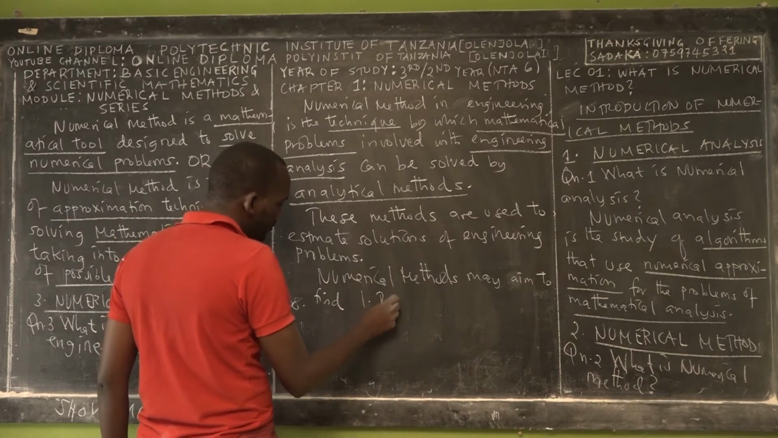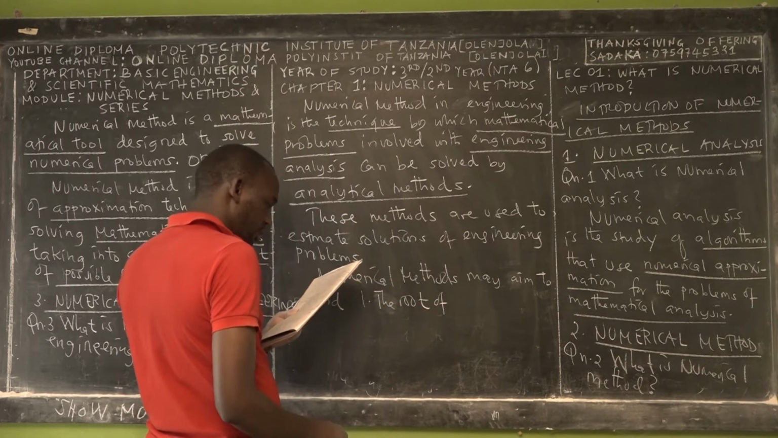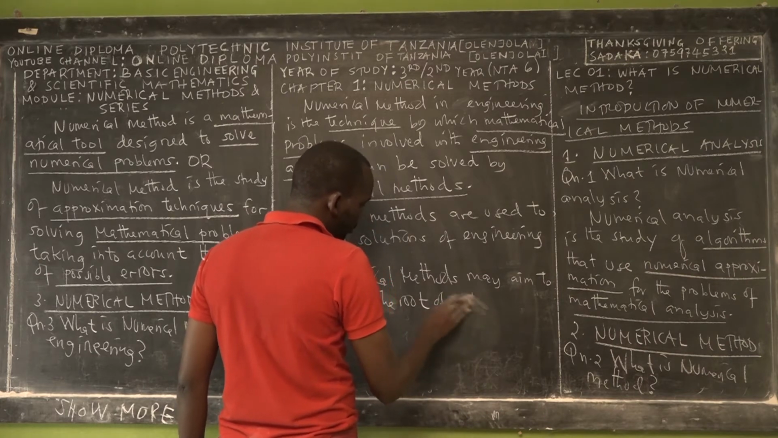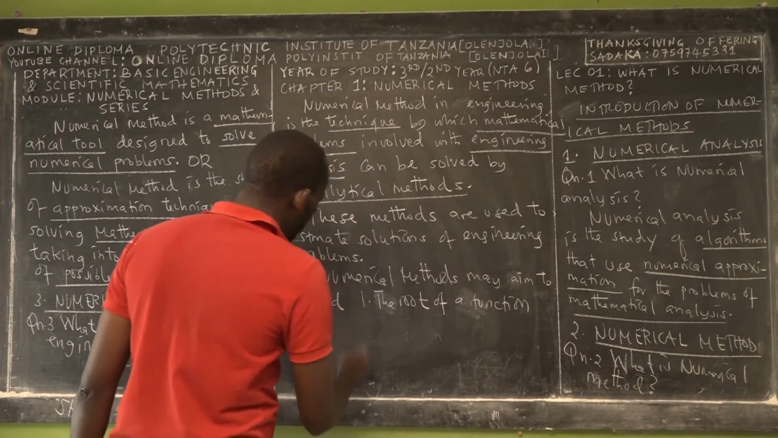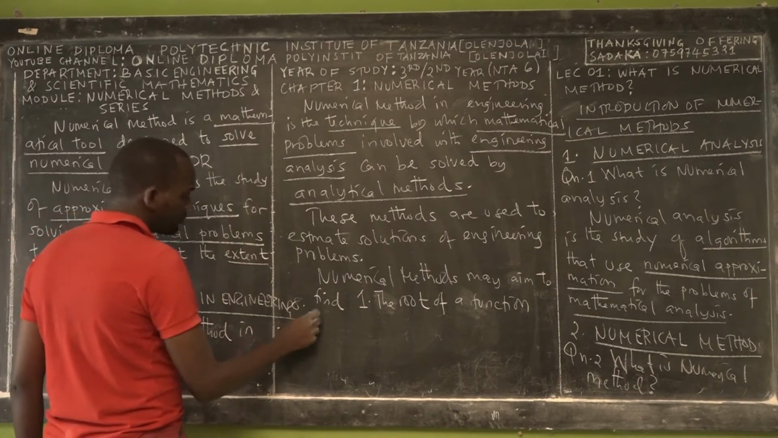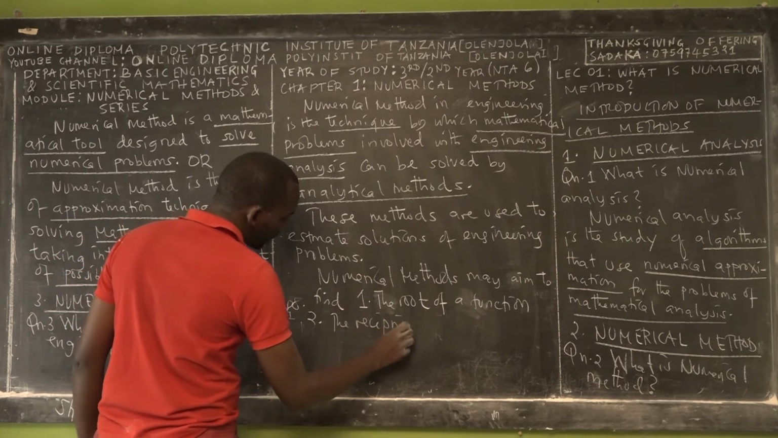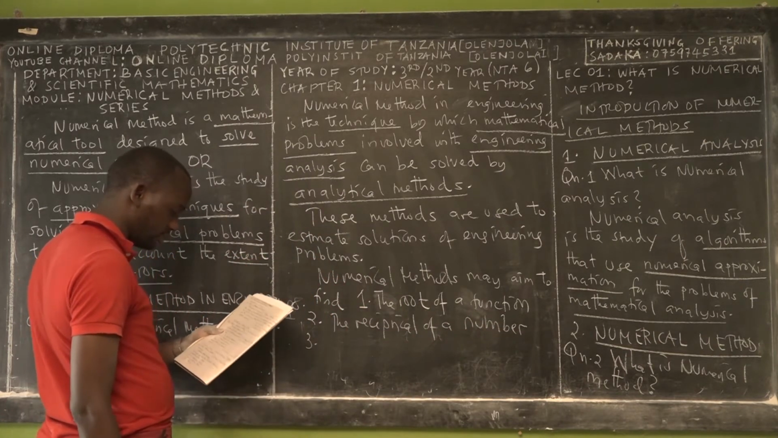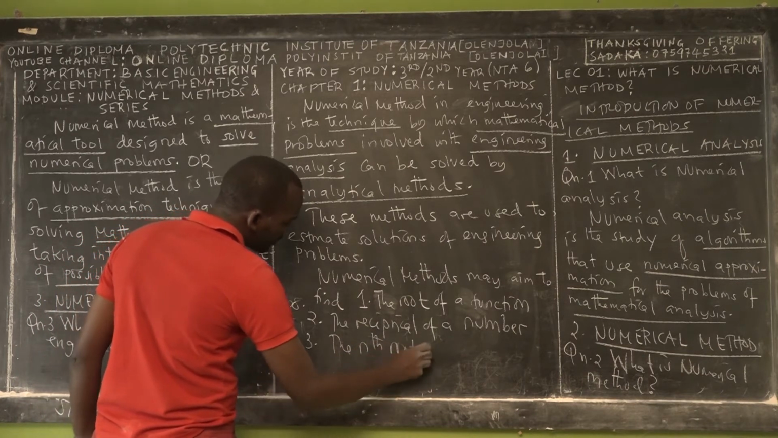One, the root of a polynomial function. The root of a function. Most commonly it can be an exponential function, most commonly a quadratic or cubic function. So the root of a function. Then it may aim also to find the reciprocal of a number without using the calculator. Also it can aim to find the nth root of a number.